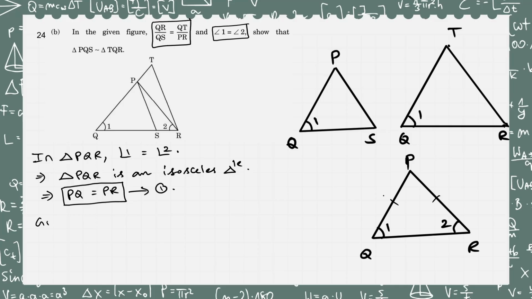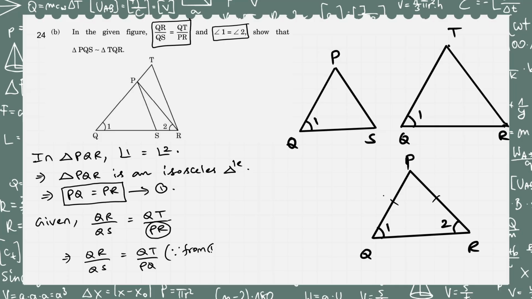Given QR by QS equal to QT by PR. Now look at our equation 1. If I replace PR with PQ, nothing changes, right? So that implies QR by QS equal to QT by PQ. We have to give the reason: since from equation 1.